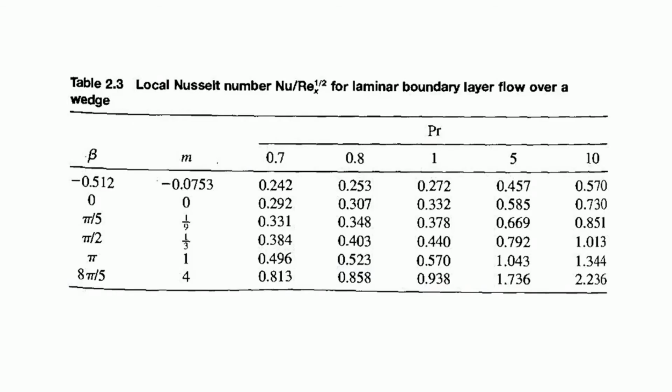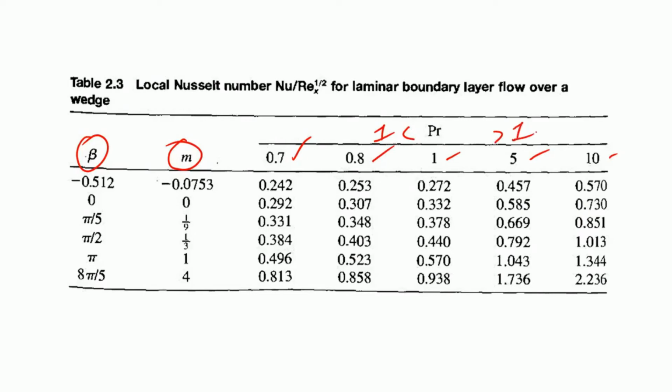Just to add, as I was stating, when there is a flow over a wedge, we wanted to know, for example, what the local Nusselt number values will be, and that is exactly what we are putting up over here. If you look at this list, this is your beta, the wedge angle. This is the corresponding transform variable, m, and these are the different Prandtl numbers. This is the Prandtl number less than 1 regime, and this is the Prandtl number greater than 1 regime.